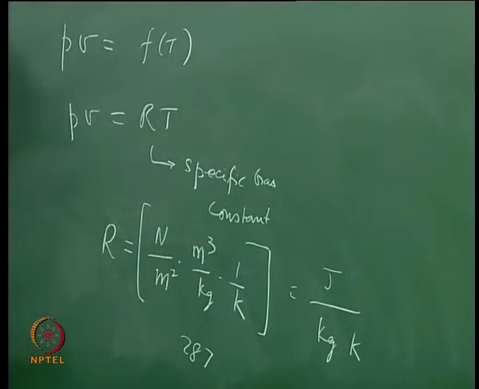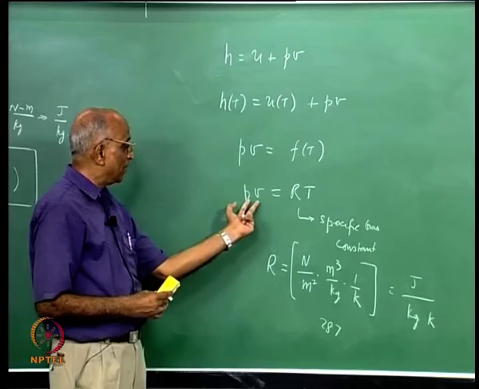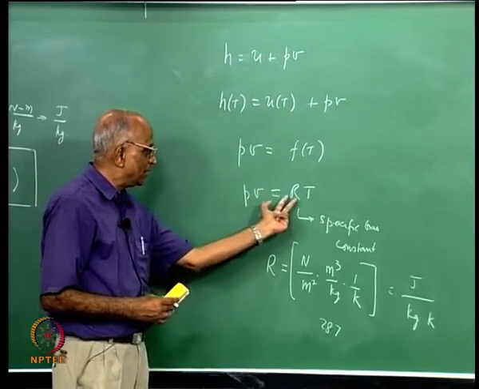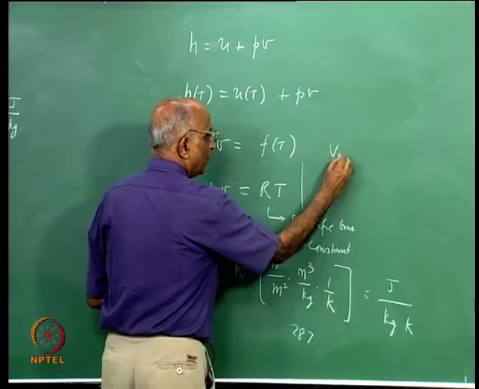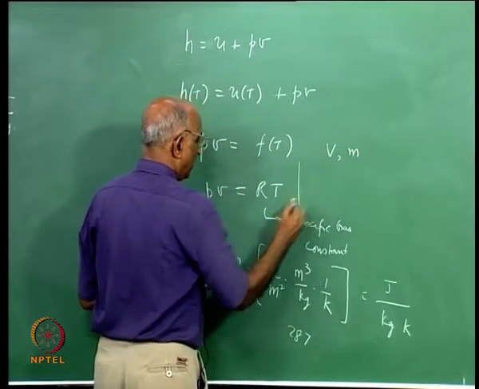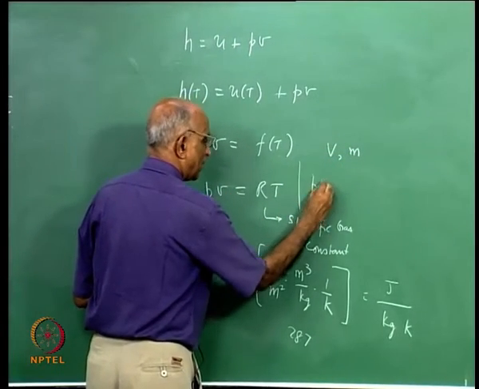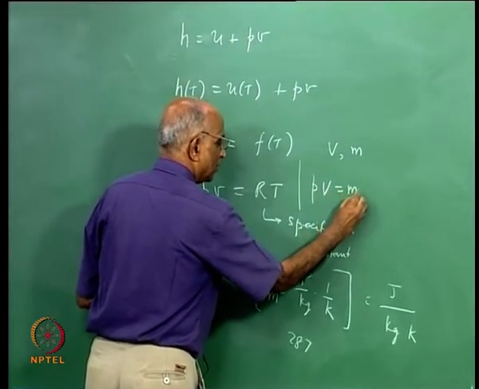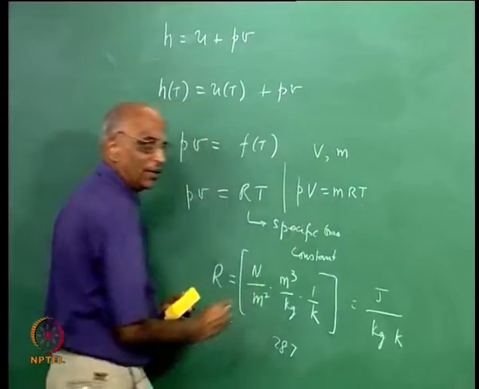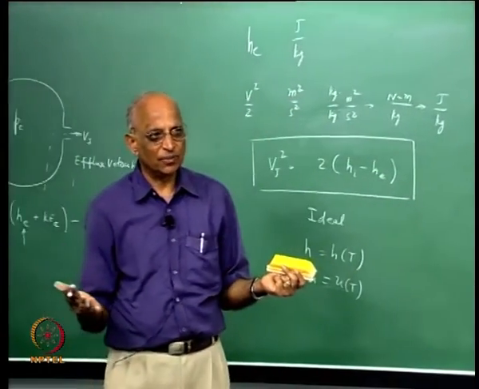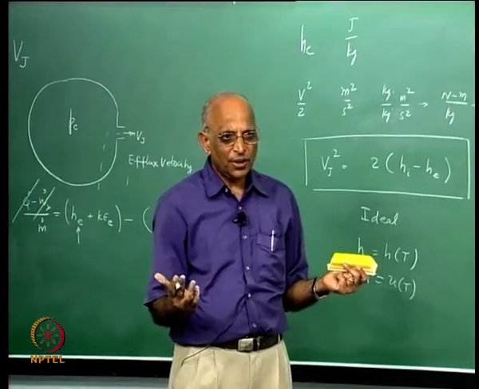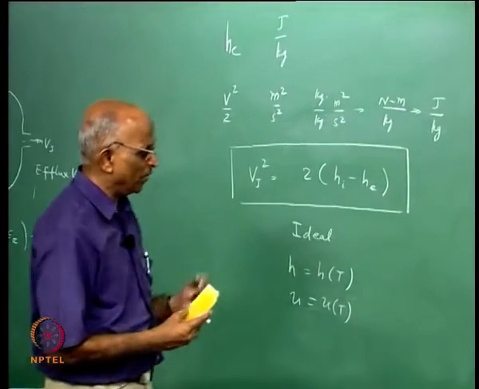So far, so good. Therefore, we say, well, the equation of this gas is given by Pv equal to RT, or if I consider a volume of gas V, which has a certain mass m, I can write the same equation as PV is equal to mRT, right? And this is what we have been studying in thermodynamics. Is it all right? Now let's go forward.